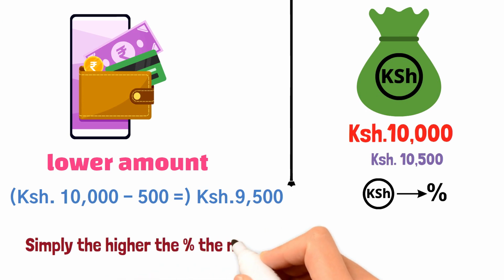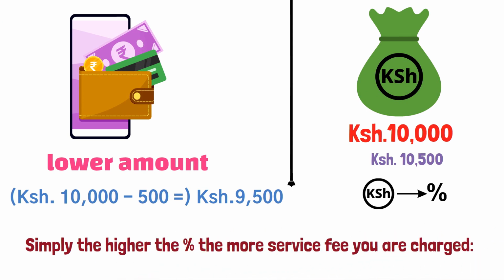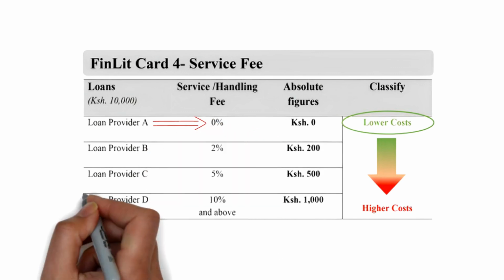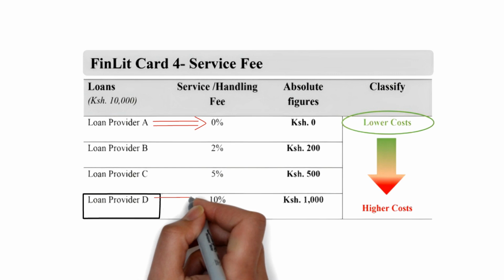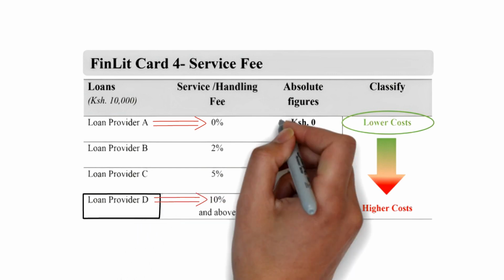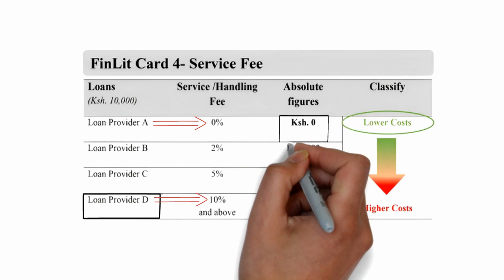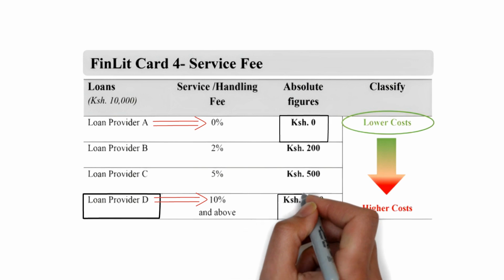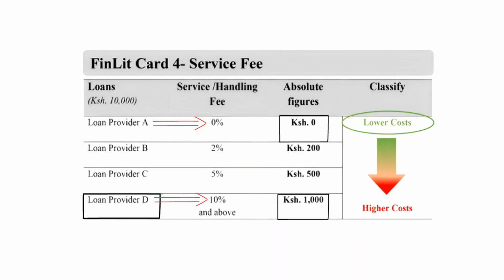Simply, the higher the percent, the more service fee you are charged. Take our examples on loans A to D above. Loan provider A offers you a service fee charge of 0%, which is lower than loan provider D, who offers a service fee charge of 10%. What this means is, you do not pay any service fee for loan A, while for loan D, you are required to pay 1,000 Kenyan shillings as service fee.